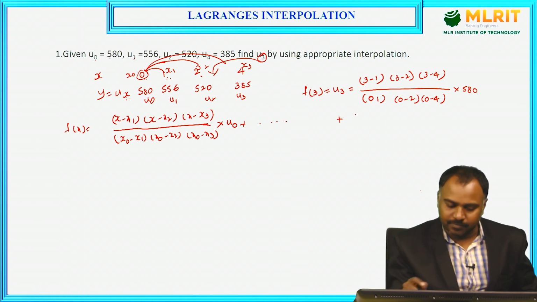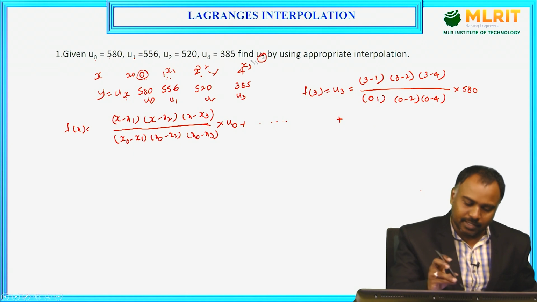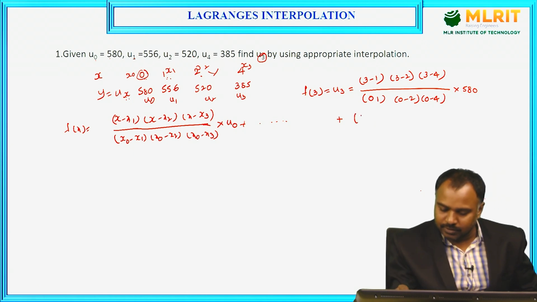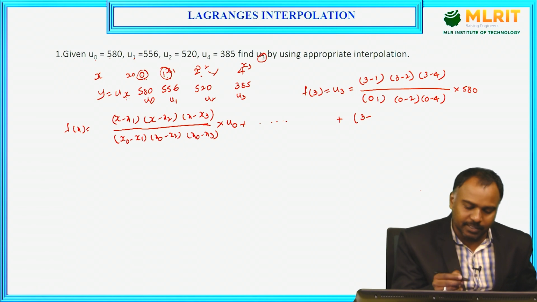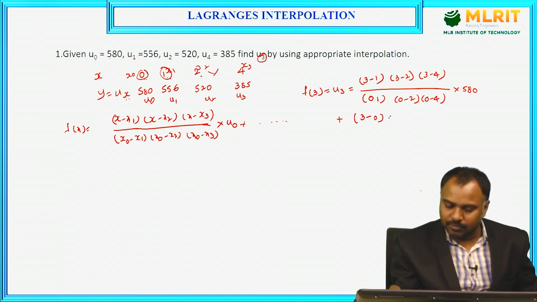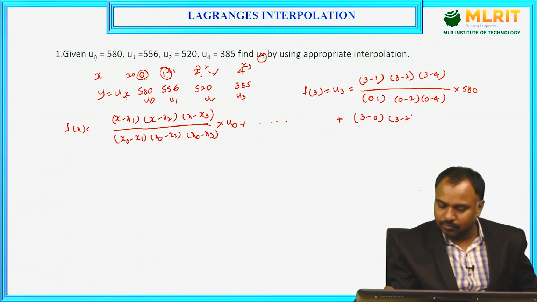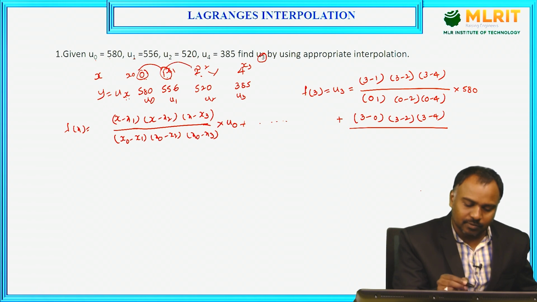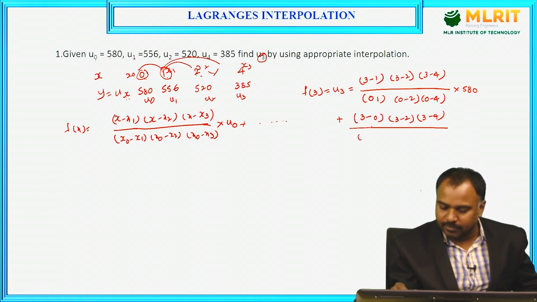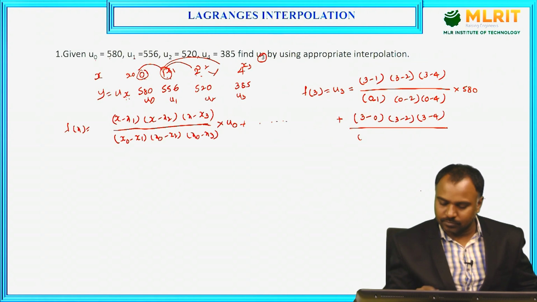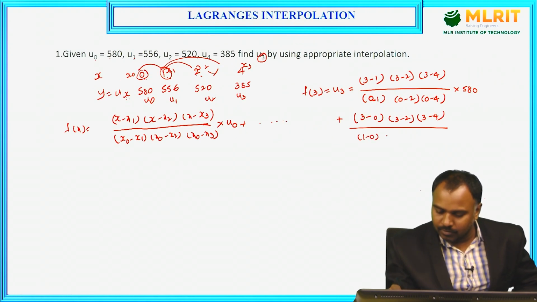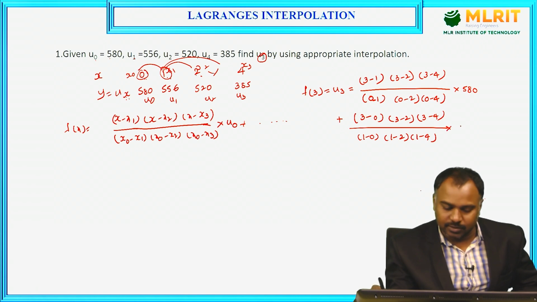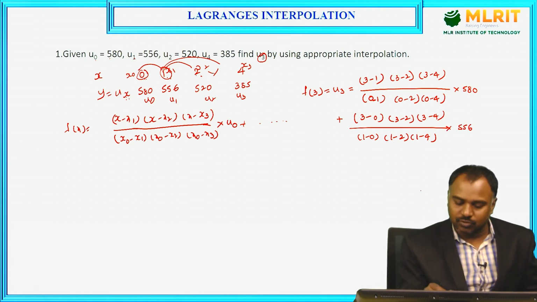In a similar way, the second term. So the second term is the same: x minus, except this one, all the remaining terms. So 3 minus 0, 3 minus 2, 3 minus 4. In the denominator, whatever we excluded: 1 minus 0, 1 minus 2, 1 minus 4. The respective function value is 556. This is called the second term.